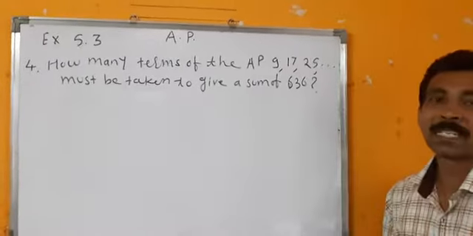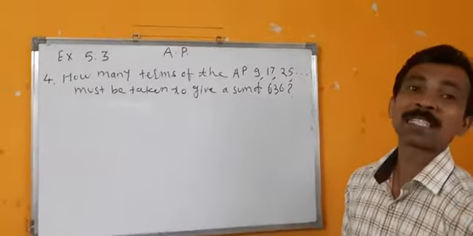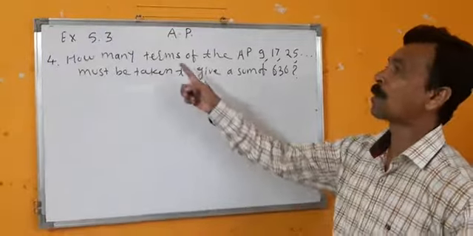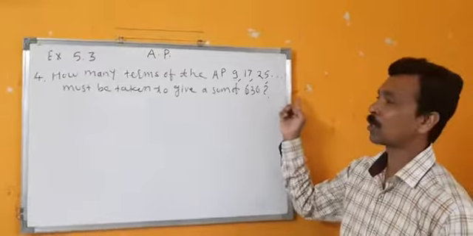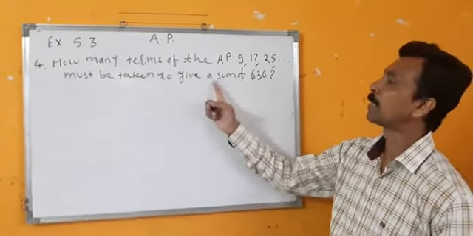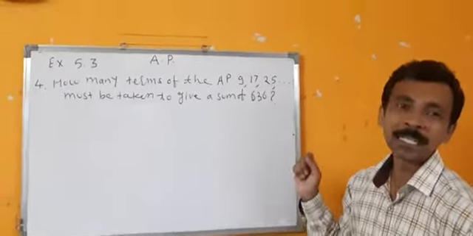Good morning. We'll see the fourth sum of exercise 5.3. How many terms of the AP 9, 17, 25 must be taken to give a sum of 636?